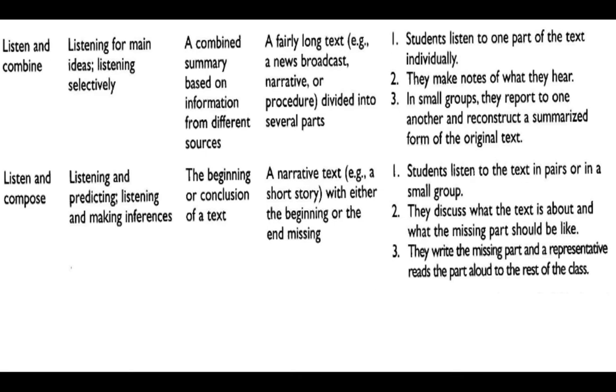And then next we've got listen and combine. So listen for main idea, and then listen selectively. So this is the skill, and then the product that they're going to create is a combined summary based on the information from the different sources. So what type of material can you bring into the class? A fairly long text, for example, a news broadcast, a narrative or procedure, divided into several parts.